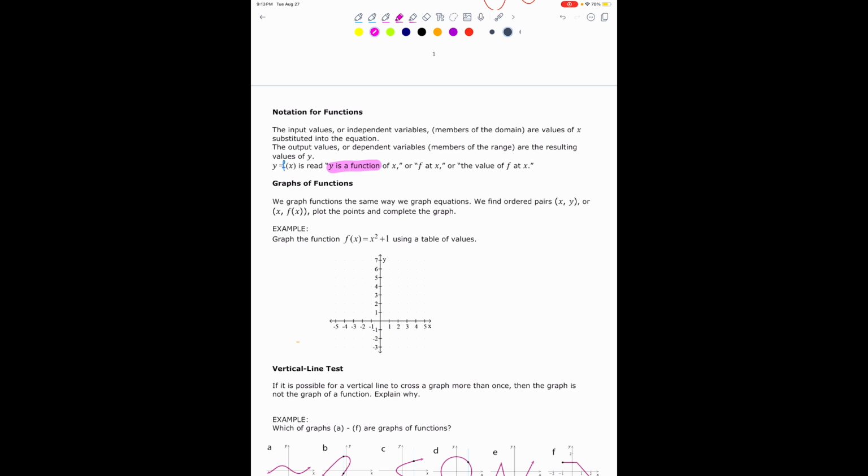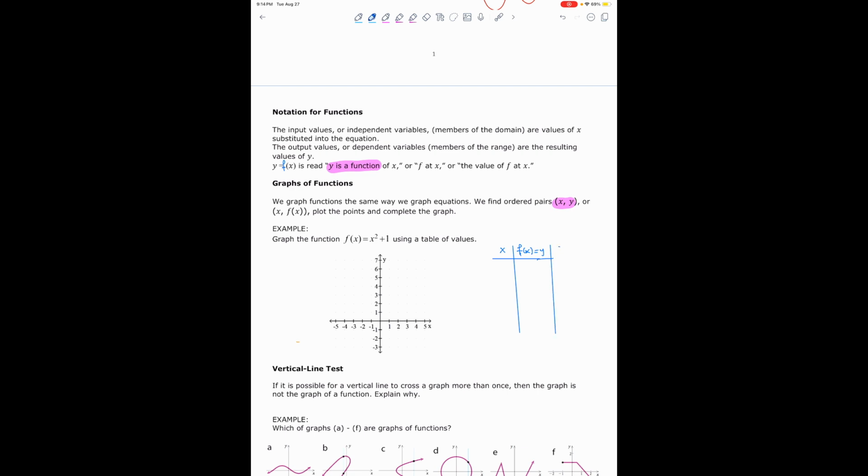Graphs of functions. We graph functions the same way we graph equations. We find the ordered pairs x and y, or x and f of x, and then plot the points and connect the dots to complete the graph. So if we'd like to graph the function f of x equals x squared plus 1 using the table of values, we're going to create a table of values with x and f of x, which is basically the y value. And then we're going to create ordered pairs, plot them, and graph our equation.